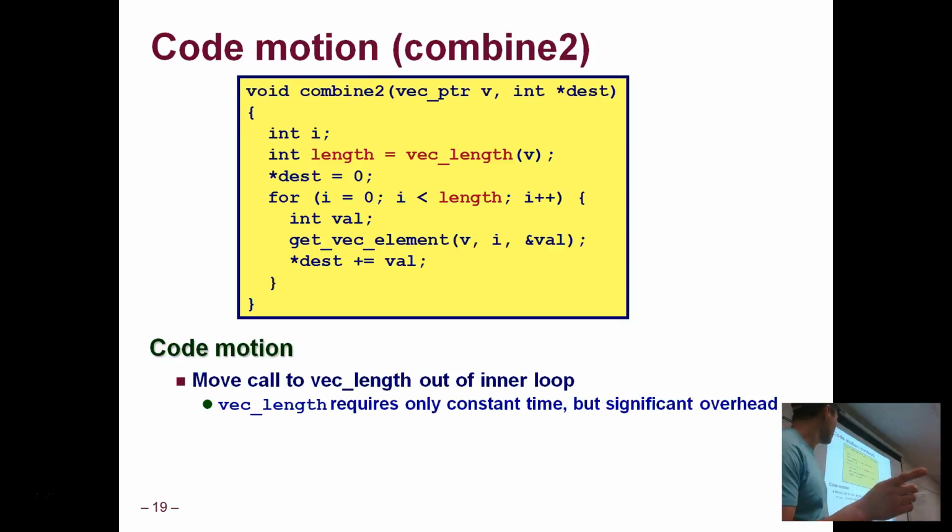So this is combine2, which is our first iteration. We're going to take the length and set it to vec length. And then within this loop, we're just going to replace that call with length. Okay. So even though vec length is a constant time function, it's just reading that value, there's significant overhead in doing the call. You're putting a return address onto the stack, and these sorts of things.